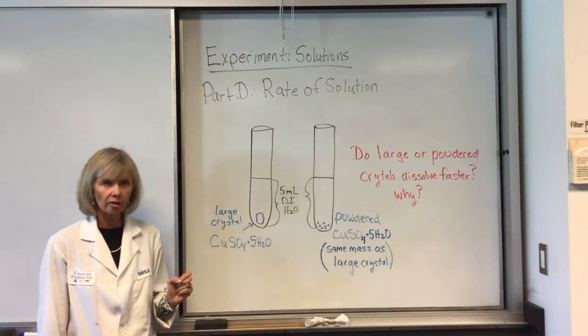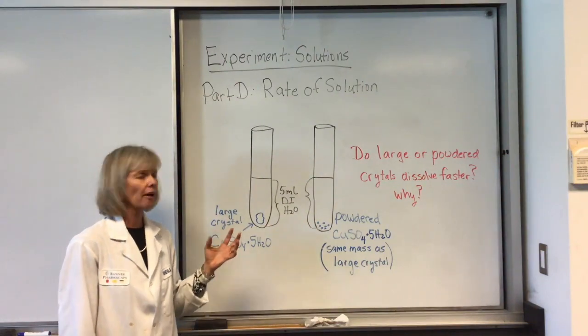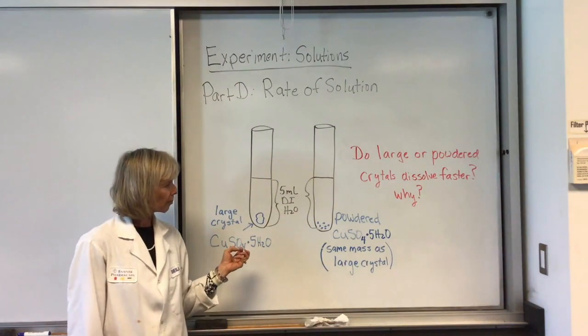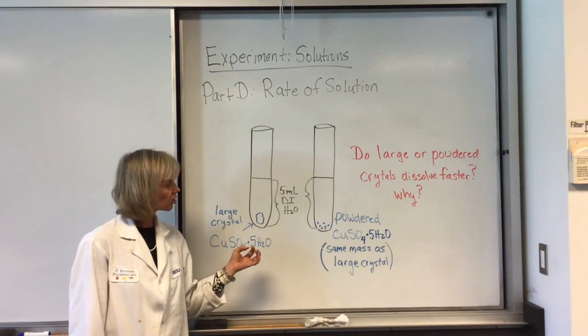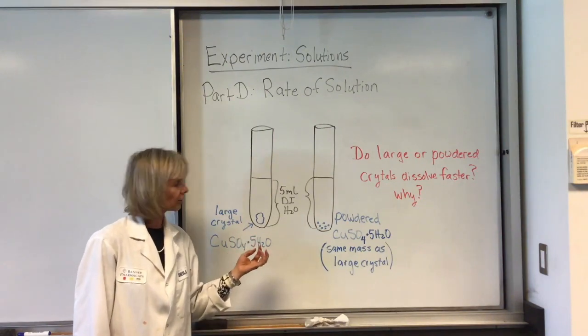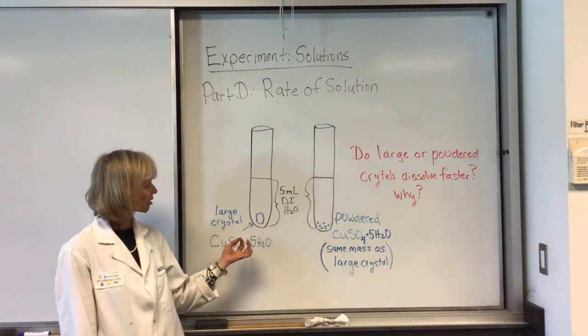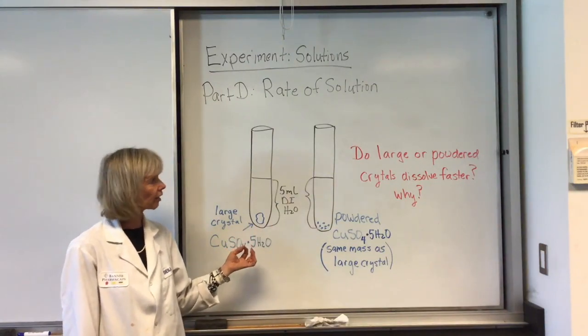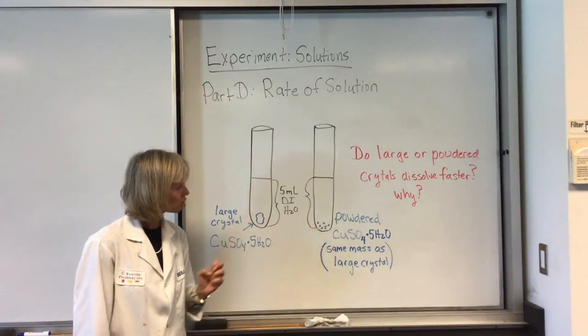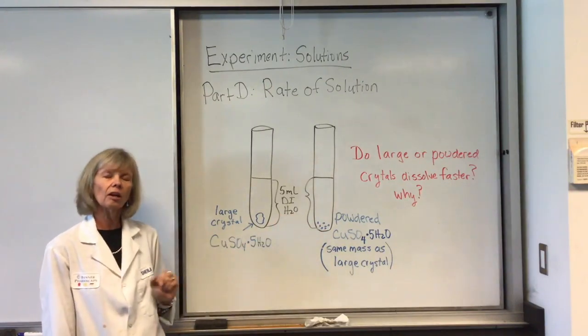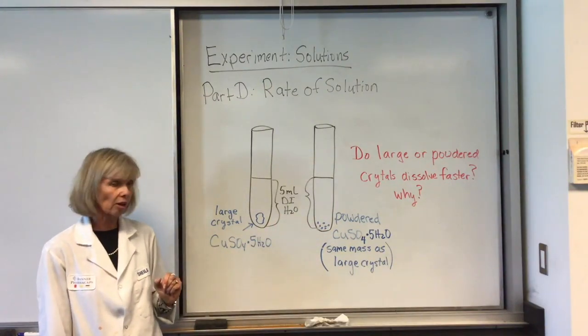And then think about why they may dissolve faster. Think about how water dissolves ionic compounds, about those polar ends of the hydrogen and the oxygen, slightly positive, slightly negative, how they're attracted to the ionic compound. The copper is slightly positive, the sulfate is slightly negative. And how, if you have more surface area, may that affect your rate of dissolving your compound.